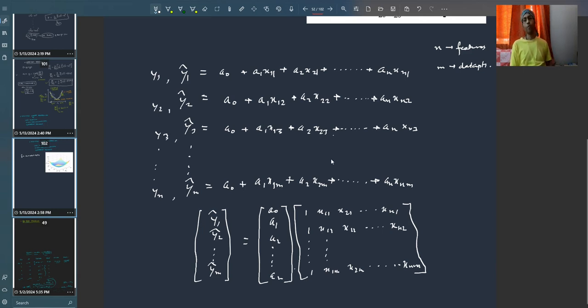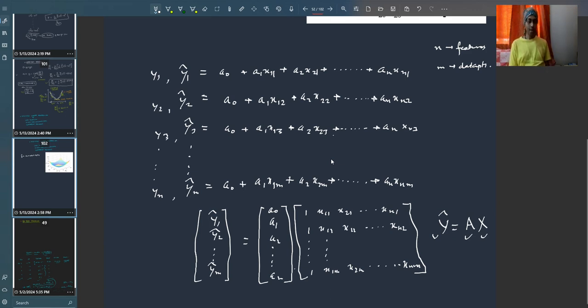Now we have to shorthand it. How do we shorthand it? Let's say we write a big y hat. A big y hat is equal to a big A into a big X. This is what we are talking about. Now once we have this, A is representing the vector of the A's, and X is representing the matrix of the features.